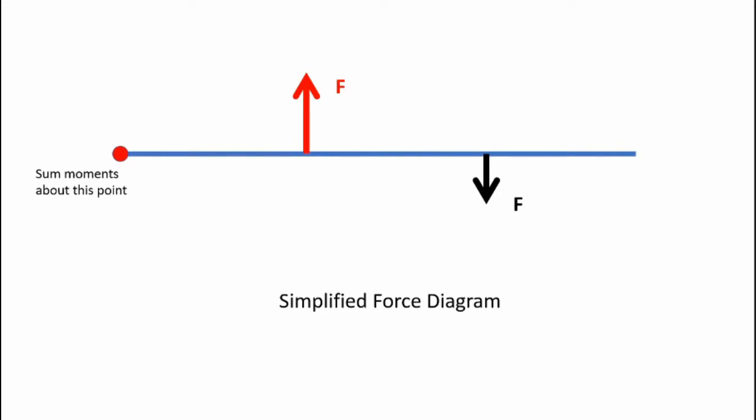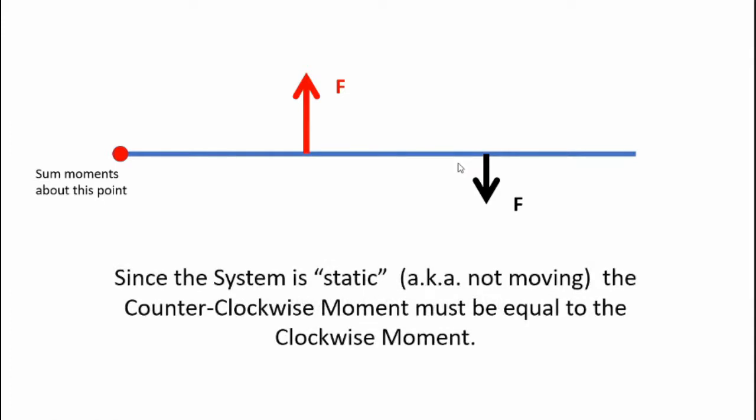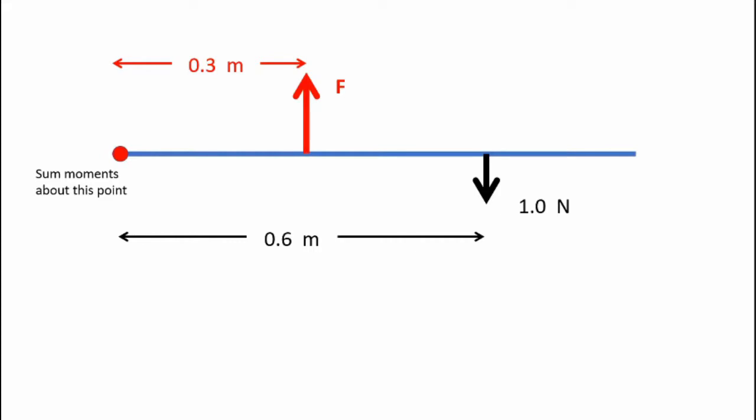Now here's a simplified force diagram of the system. We've got the pivot point here, represented by the red dot. We'll have the upward force being provided by the scale, and the downward force being provided by the test weight. Now, since the system is static, in other words, not moving, the counterclockwise moment must be equal to the clockwise moment. So now let's stick some numbers in here and make some calculations to see what the result will be.